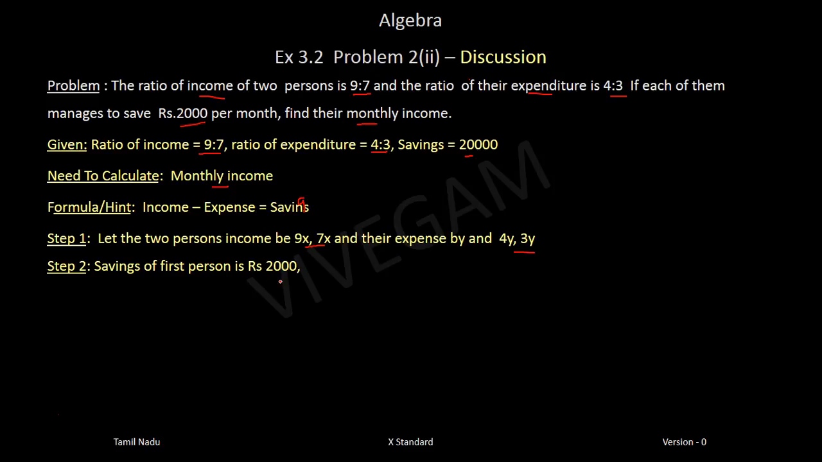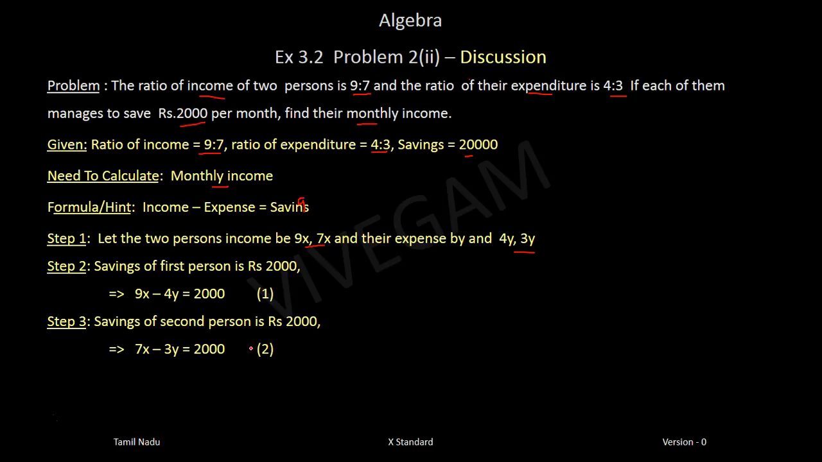The saving of the first person is 2000. What is the income for the first person? It is 9x. What is the expense for the first person? It is 4y. So 9x minus 4y will be equal to savings, that is 2000. The equation is income minus expense equal to savings. Similarly, for the second person, the income is 7x and the expense is 3y, so 7x minus 3y equals savings. So you have two equations.